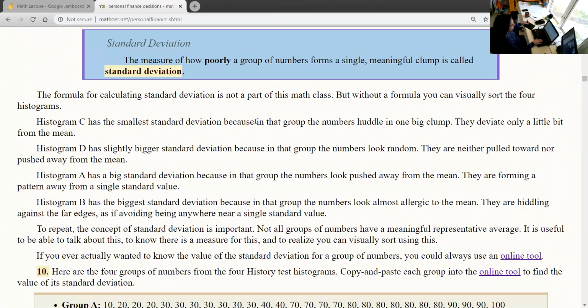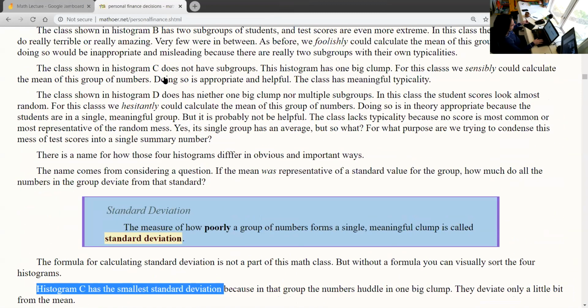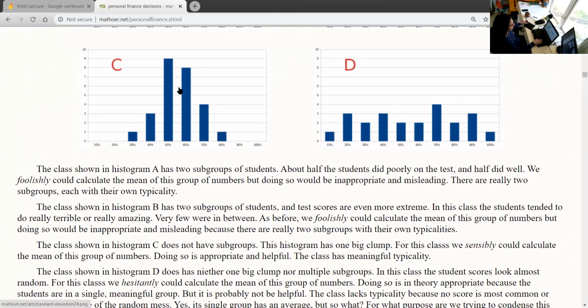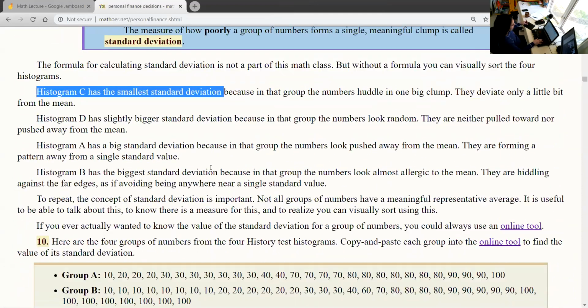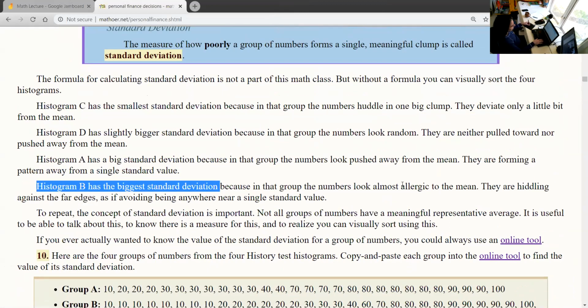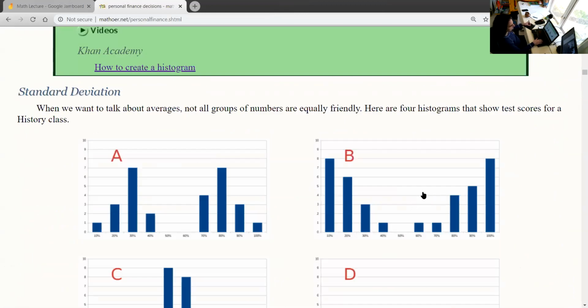standard deviation is how well things clump together. Histogram C had the smallest. These numbers were actually representative of each other. Histogram B had the biggest. It was like they were running away. They were the most deviant from the middle.